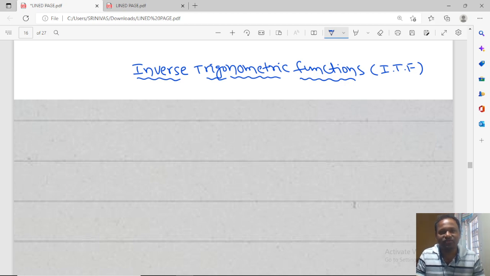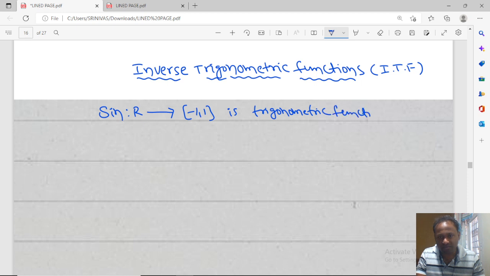First, inverse trigonometric functions. Till now we know trigonometric functions. Then what about inverse trigonometric functions? Just one example I will say: sine, from R to closed interval minus 1 comma 1. It is a trigonometric function.